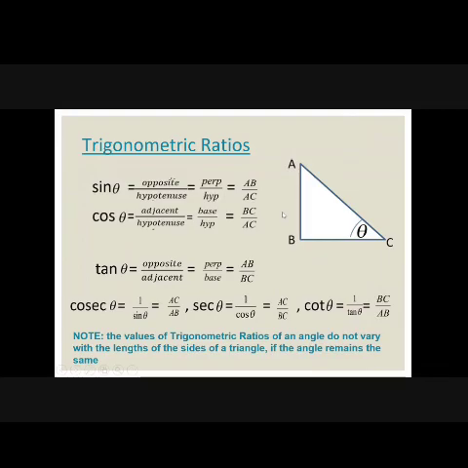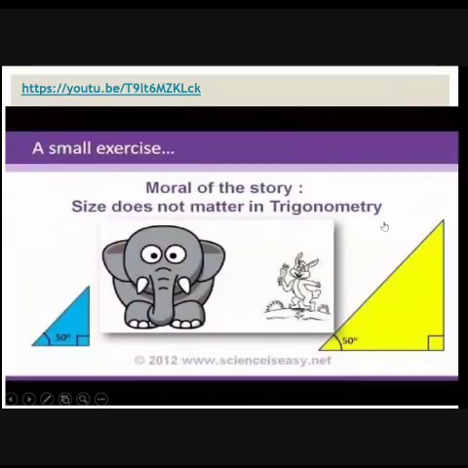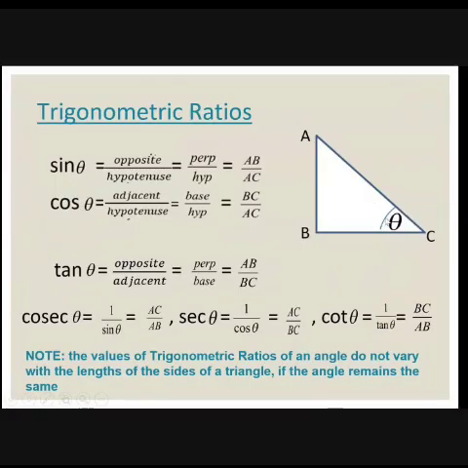So all these are given certain names. Sine theta is the ratio of the side opposite to theta upon the hypotenuse, the perpendicular upon the hypotenuse. Cos theta is the side adjacent to angle C upon the hypotenuse, that is BC upon AC. I call it cosine or cos theta.